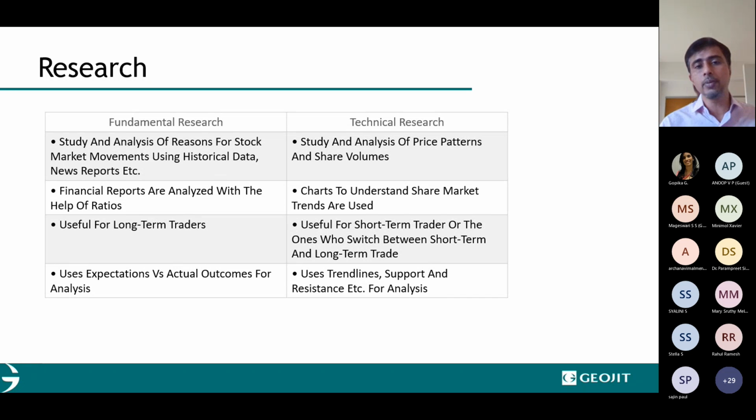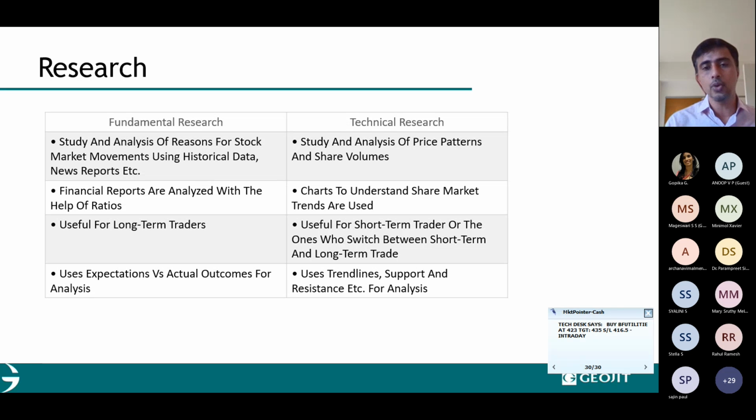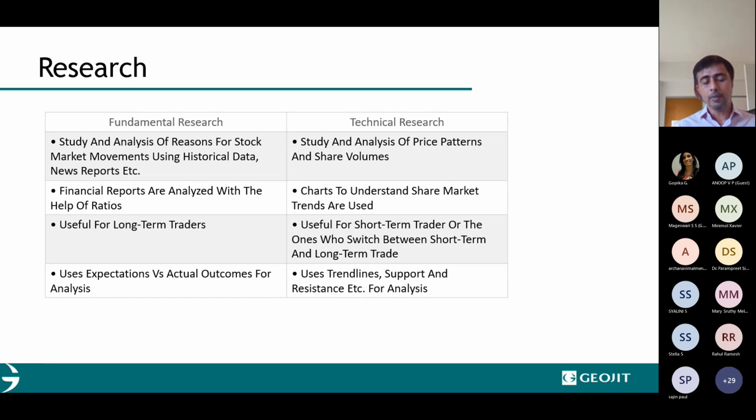Useful for long-term traders. So that means what? I am a long-term trader, that is, I am an investor in the market. I have not come in for intraday trading purposes. I'm not going to buy and sell on the same day, or sell and buy on the same day. I am going to invest for a long-term purpose. So for such clients, it is always the fundamental research which is beneficial.